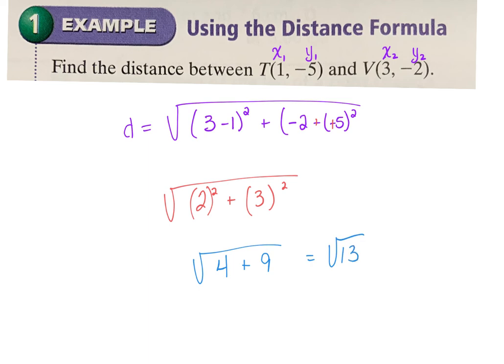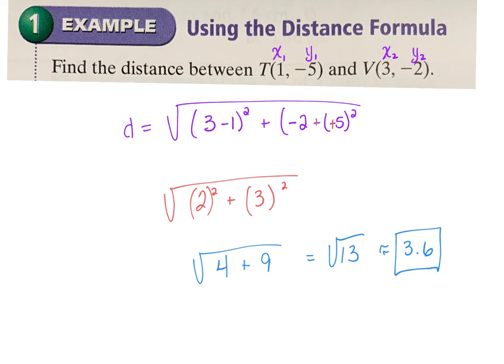If I say round to the nearest tenth, it means I want you to put that in your calculators, okay? If I say leave in radical form, I want you to leave it just like that. In this case, they want us to round to the nearest tenth, so you actually plug it into your calculator and you should get approximately 3.6. This is the distance formula.